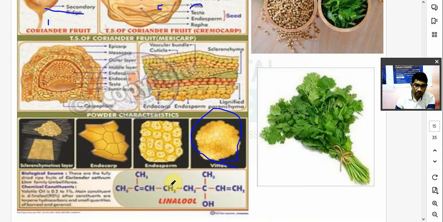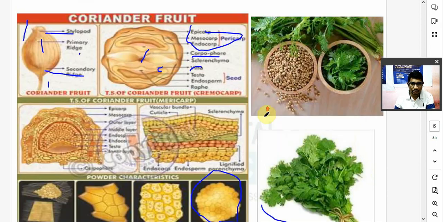And on this, a question is coming: what is the main chemical constituent of this coriander? That is known as linalool. Linalool is the main important chemical constituent from the volatile oil of this coriander. Okay? So you might have seen this. This is known as kothambir, cilantro, and the fruits look like this. The fruits are known in English as coriander fruits.